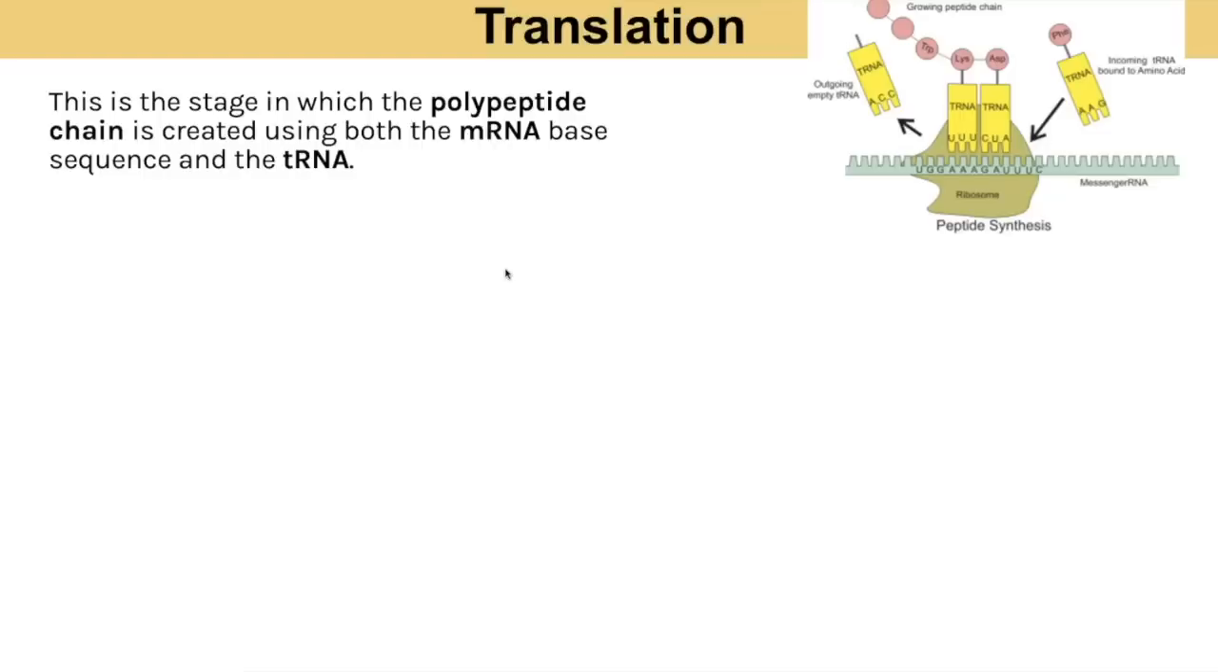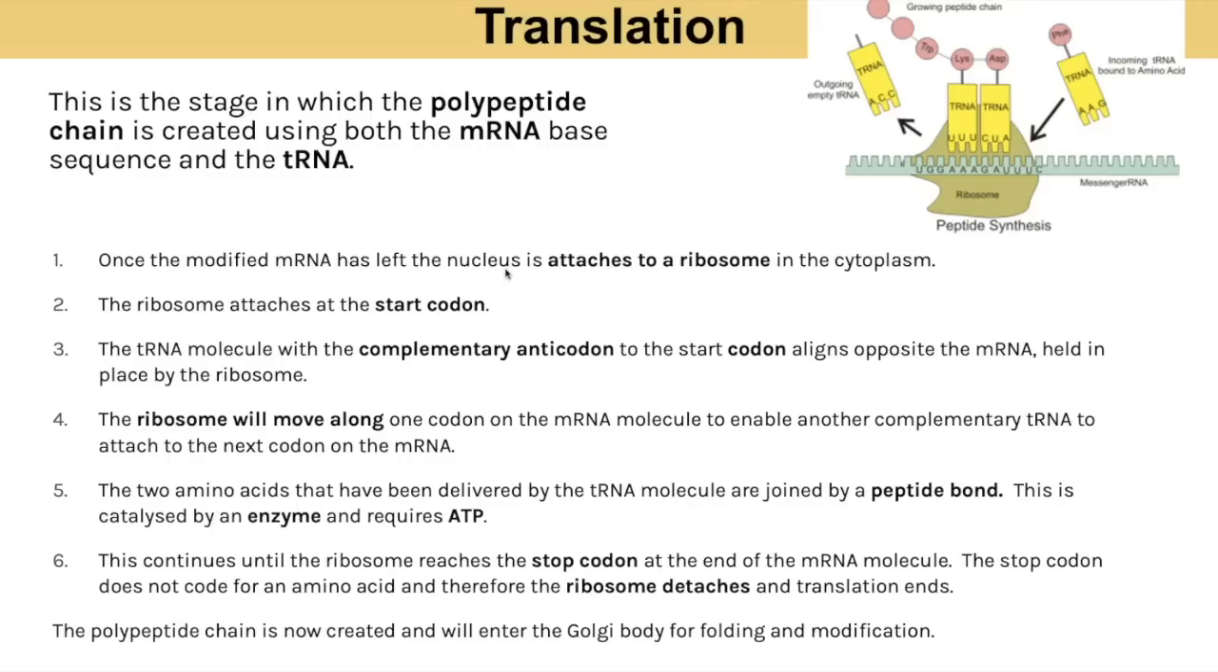Translation is the next stage in the creation of the polypeptide chain, and it involves both mRNA and tRNA. If you were asked to describe that whole process, again, these are your 6 key marking points, and in bold are the key terms you would have to include. Once the modified mRNA has left the nucleus, it will then bind with a ribosome in the cytoplasm. The ribosome will attach at the start codon of the mRNA molecule.